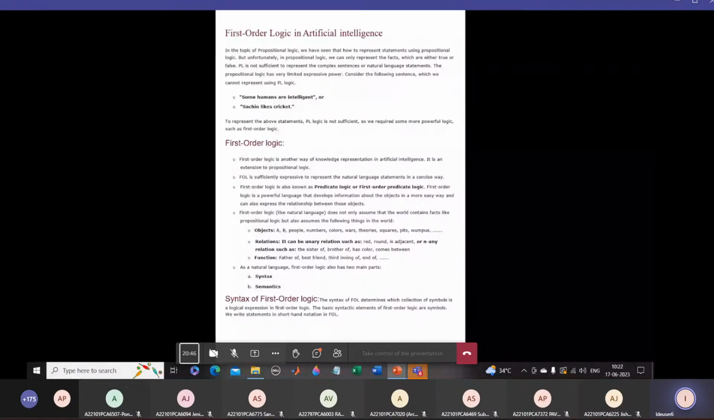As in natural language, first order logic has two main parts: syntax and semantics. So what should first order logic consist of? Objects, relations, and functions, and they have a syntax and semantics. What do you mean by syntax? It is a collection of symbols, that is, how we write the logical expressions in first order logic. Syntax means we can say it is a set of rules. The basic syntax elements of first order logic are only symbols.